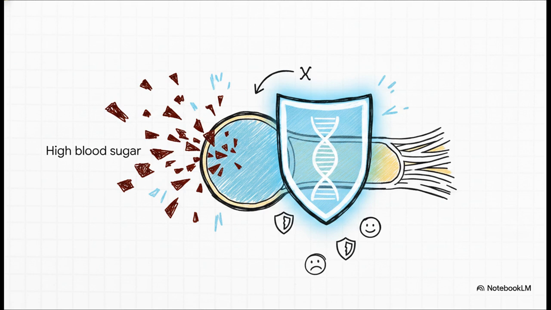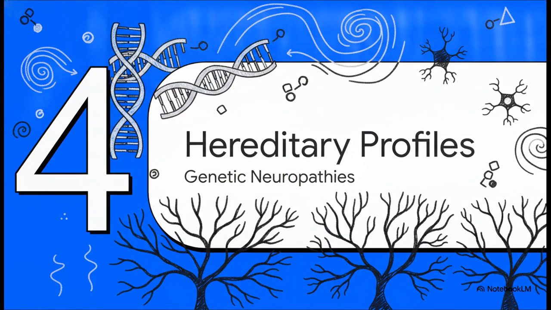Similarly, in the angiotensin II type 1 receptor, or ATR1 gene, the presence of the C allele acts as a protective genetic factor. What this tells us is that microvascular ischemia in diabetic nerves is the result of a highly complex interplay between chronic hyperglycemia and the patient's baseline genetic vascular integrity. This segues nicely into Section 4, hereditary and genetic profiles.